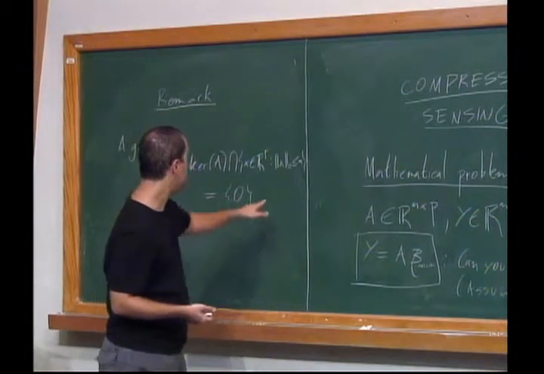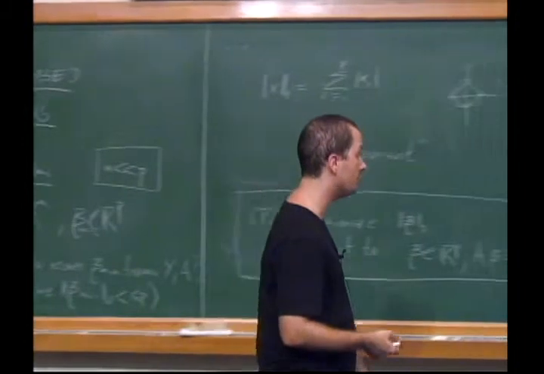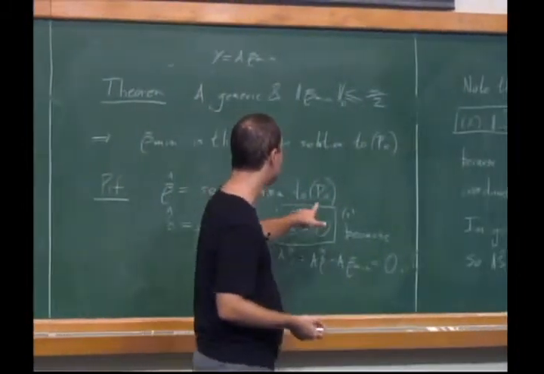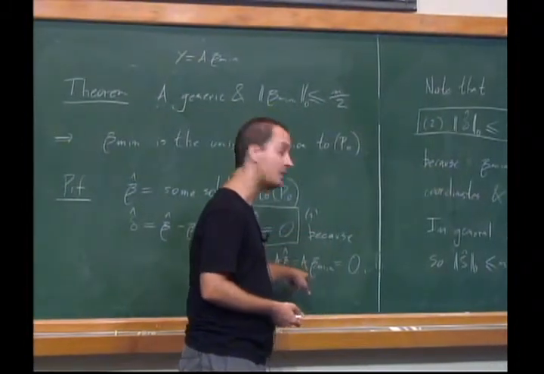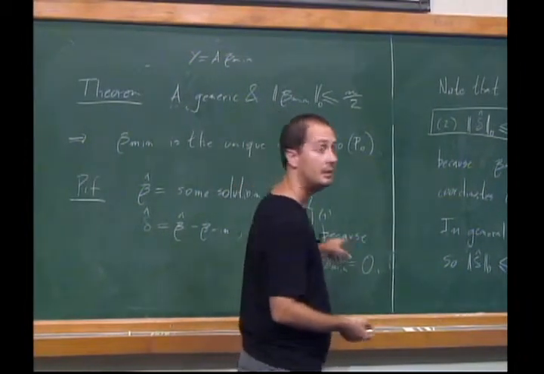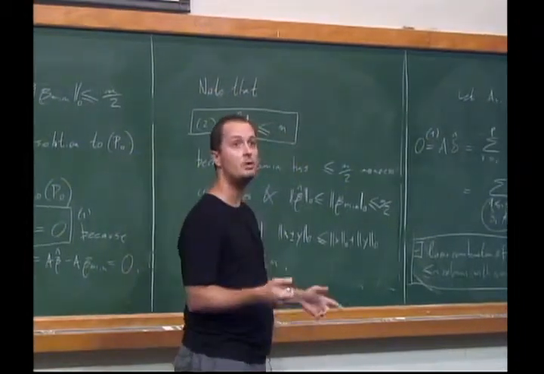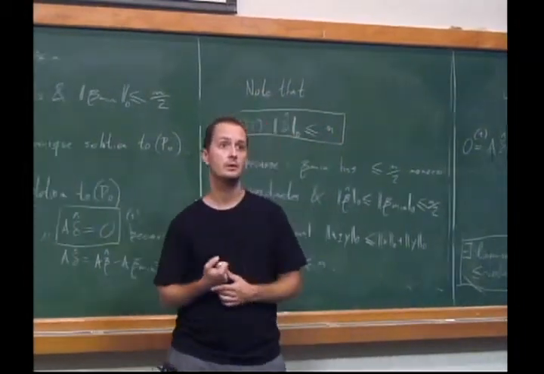And how did these sparse vectors show up? Well, the sparse vector showed up because I took a solution to the problem P0, subtracted the solution I wanted to get, beta min, and I argued that that was a sparse vector, a vector with at most n non-zero coordinates.